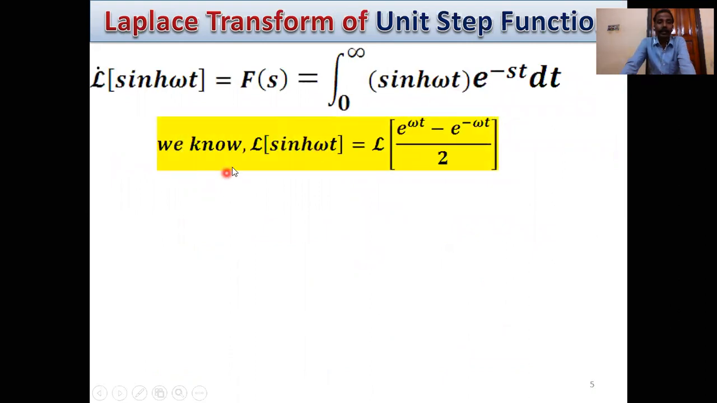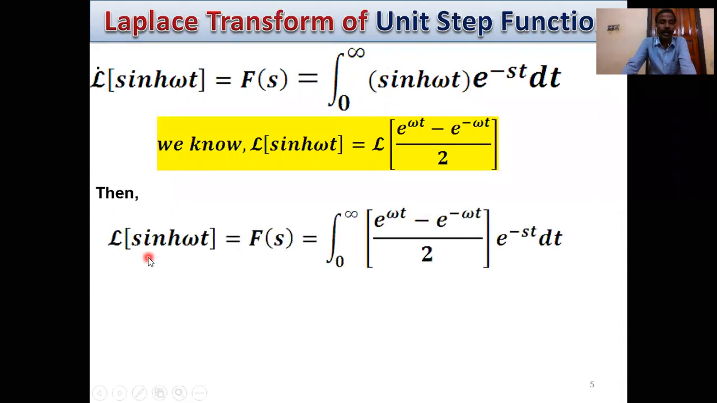Then sinh(omega t) equals (e^(omega t) minus e^(-omega t)) by 2. This is the formula. So put in this position this value, (e^(omega t) minus e^(-omega t)) divided by 2, and then we get the Laplace transform of sinh(omega t) equals F(s) equals integral from 0 to infinity of (e^(omega t) minus e^(-omega t))/2 times e^(-st). Multiply e^(omega t) into e^(-st) and e^(-omega t) into e^(-st), then integrate.